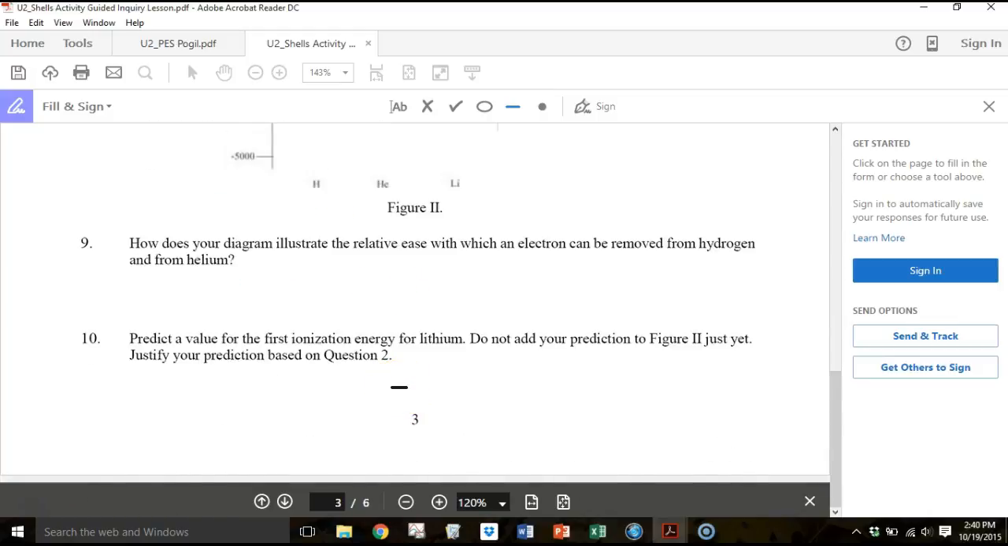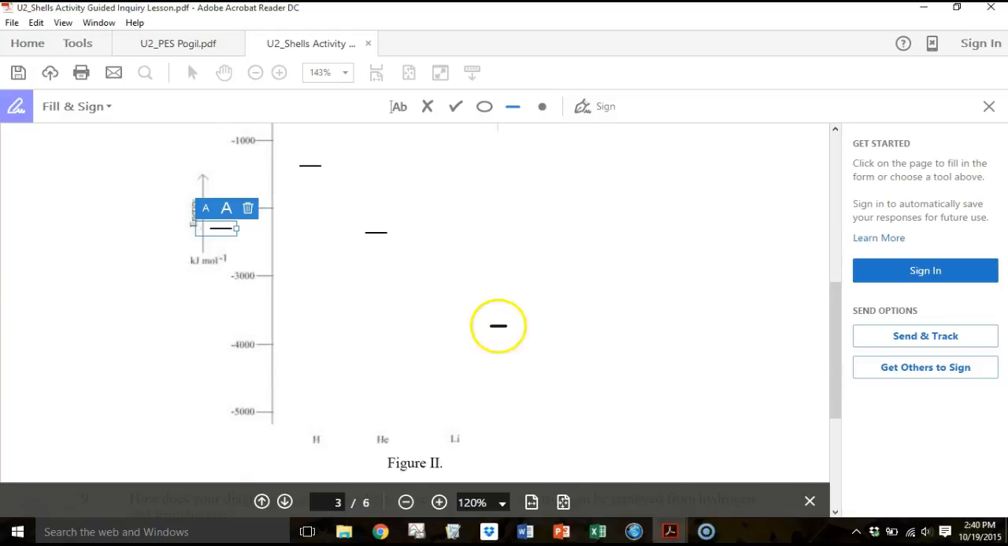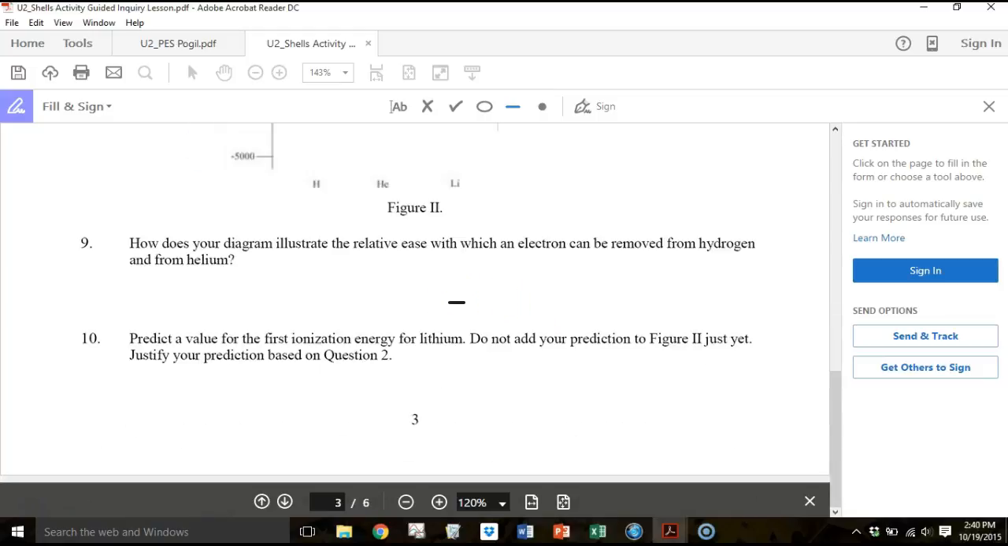Looking at lithium, again, just making a prediction. I kind of already did that with looking at these numbers. It kind of looks like the numbers are increasing. So you might off the bat say, well, I think it's going to be somewhere down here. But hold on, let's look at the next page.